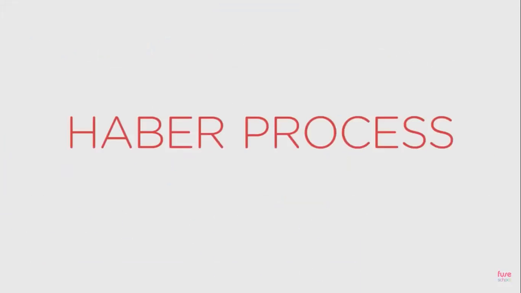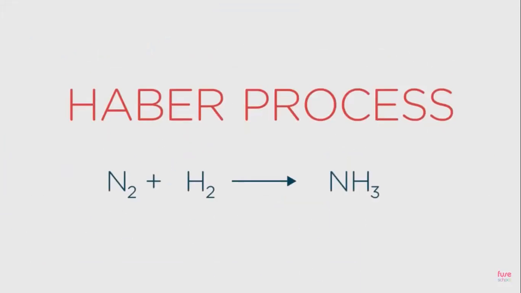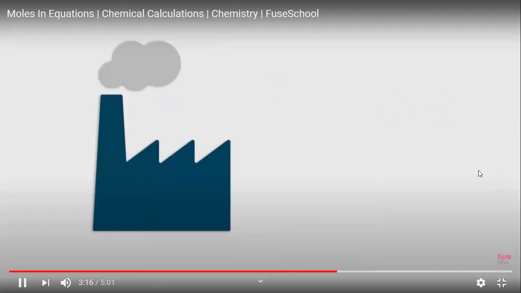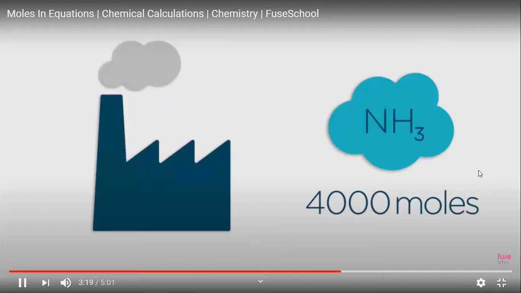Let's look at another example, a famous one. Here's the Haber process for making ammonia from hydrogen and nitrogen. If you want to know more, we have a video all about this. Imagine one day at the chemical plant we produced 4,000 moles of ammonia.